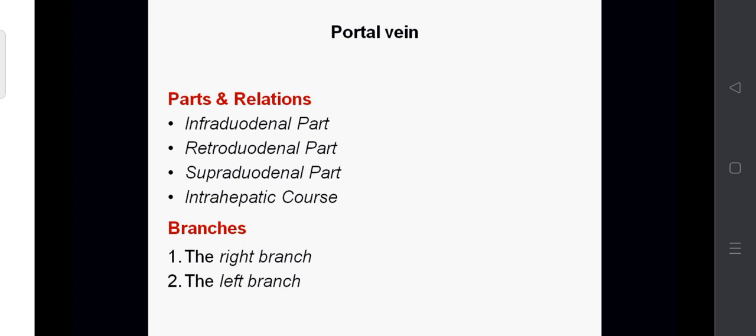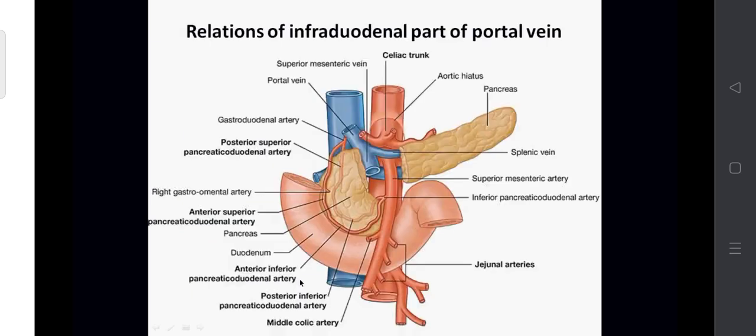Now, relations of portal vein. Portal vein is divided into 4 parts. Infraduodenal, lying inferior to the first part of duodenum. Retroduodenal part, posterior to the first part of duodenum. Supraduodenal part lying superior to the first part of duodenum, and the last part within the liver, intrahepatic. Before it enters into liver, it divides into right and left branch.